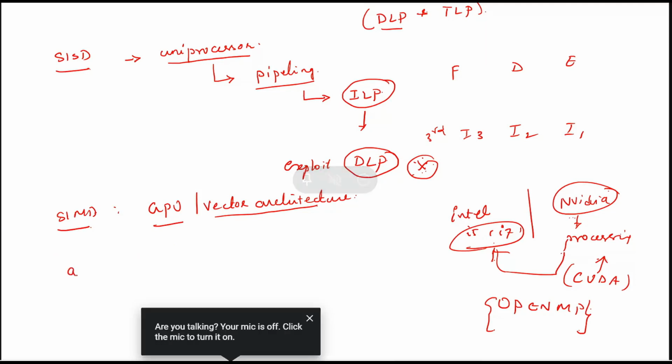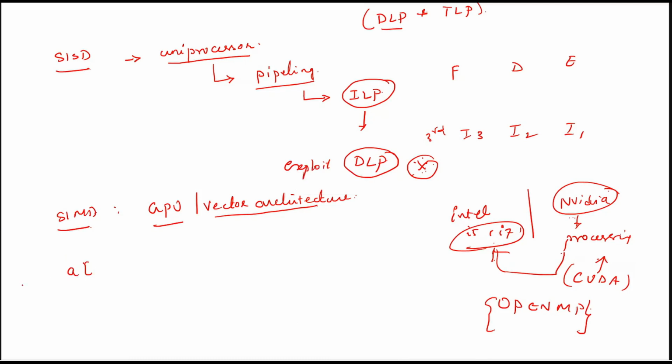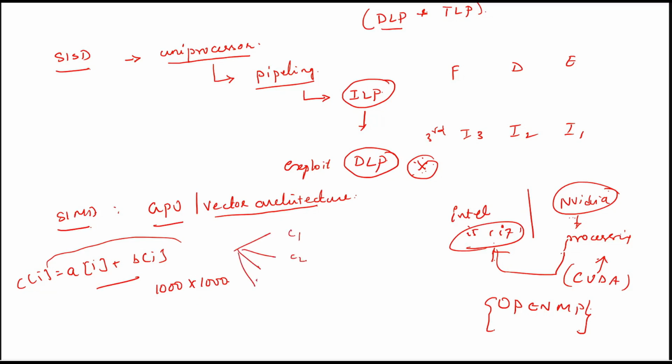We'll take the same example: C of I equals A of I plus B of I. Assume that we need to add 1000 plus 1000 elements. You have the same instruction, but it has to be executed that many times, so it has to be added that many times. We have that many processors also. So they put it onto multiple cores, get the results, and bring them back.